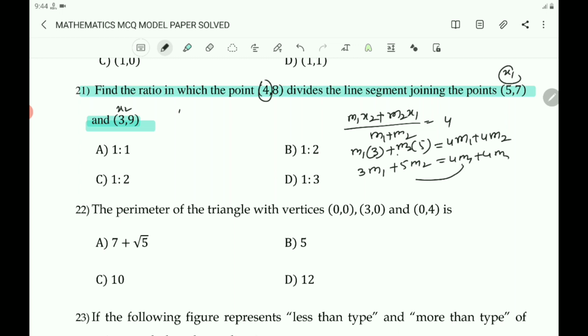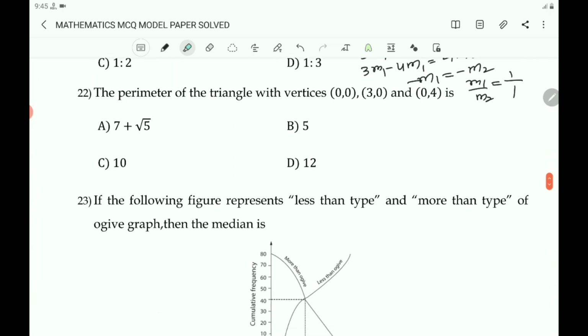Then to get m1 by m2, you transfer m1 to one side and m2 to the other side. 3m1 minus 4m1 equals 4m2 minus 5m2. Here you will get 3m1 minus 4m1 is minus m1 equals minus m2. Then m1 by m2 equals 1 by 1. So the ratio is 1:1. The ratio 1:1 is the answer.